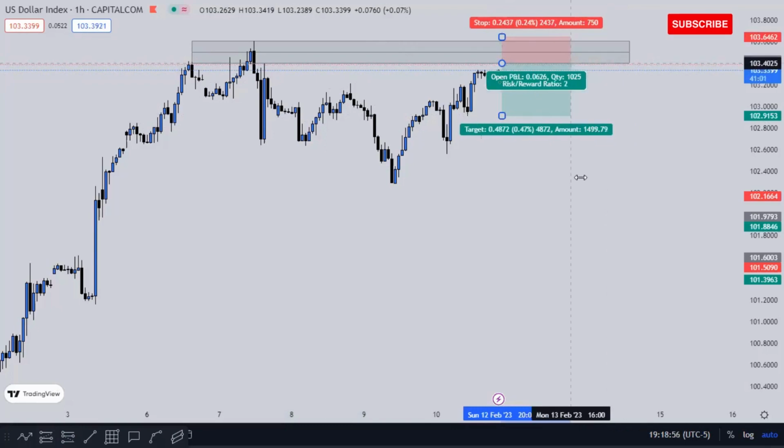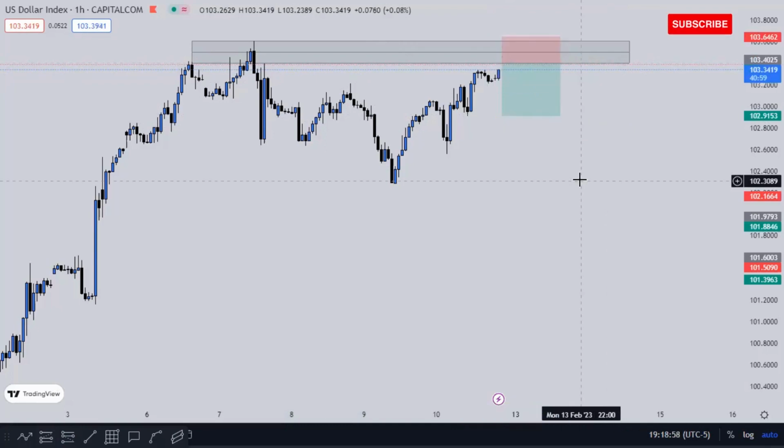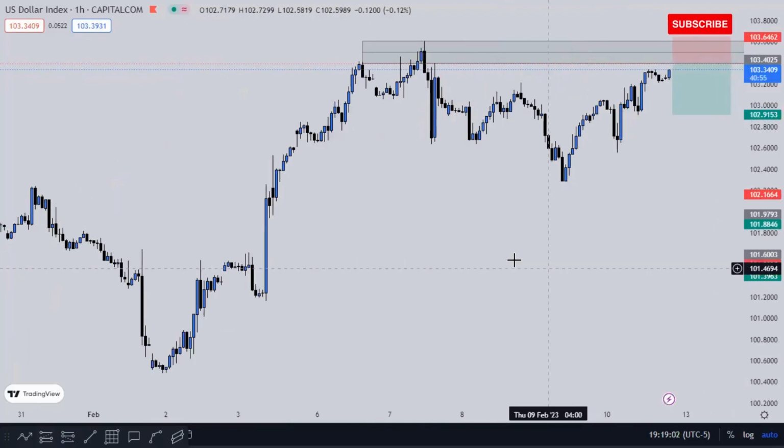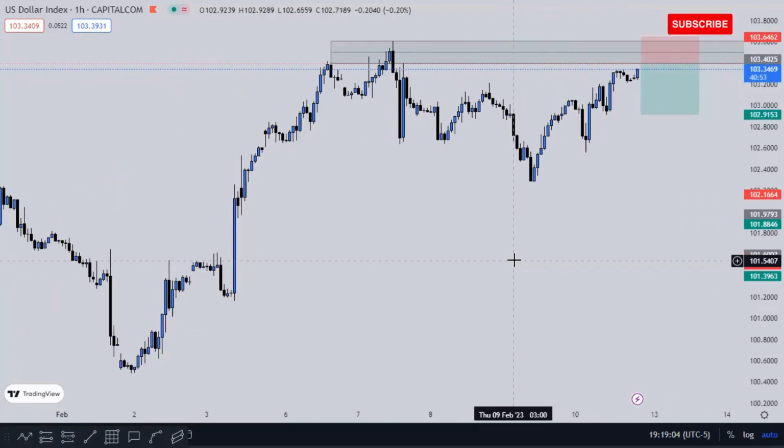Okay, so trading is a game of probability. You just need to stick with your odds. Then let's look for resistance. We have a level now above price, so let's look for a level below price.